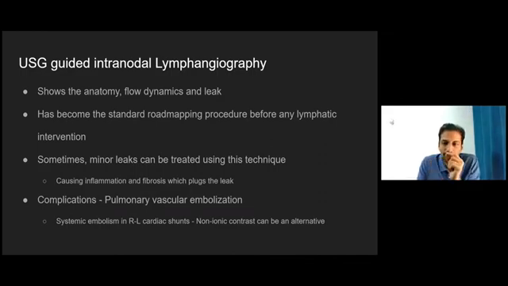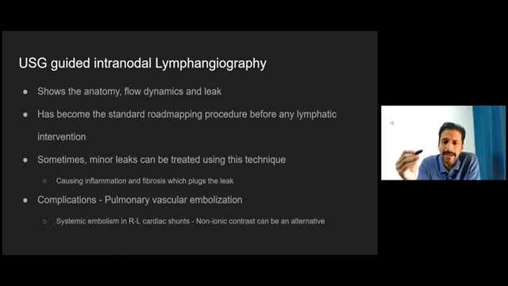It is very good at showing the anatomy of the lymphatics and the flow dynamics, and if there is a leak, it can demonstrate it very well. It has become the standard road mapping procedure before any lymphatic intervention. Whenever we plan an intervention, we start with intranodal lymphangiography to map out the entire lymphatic tree, so that it reduces the time to puncture any of those lymphatics or lymph nodes. It gives us a plan to go about this particular treatment.